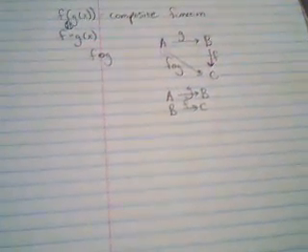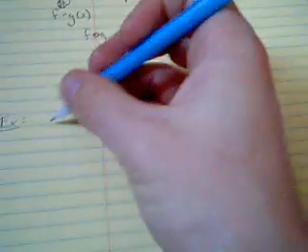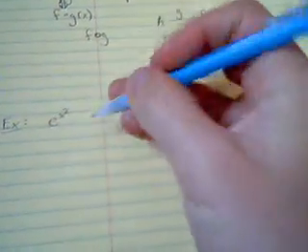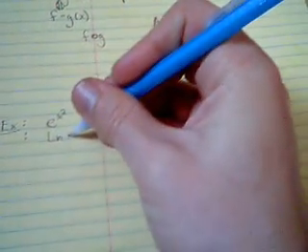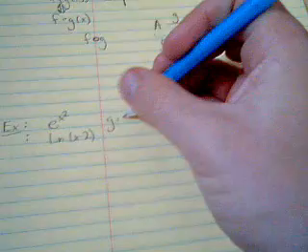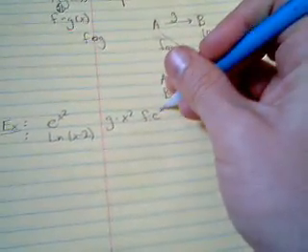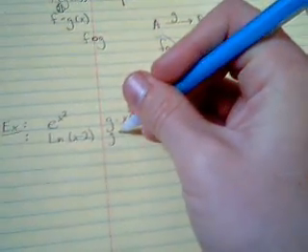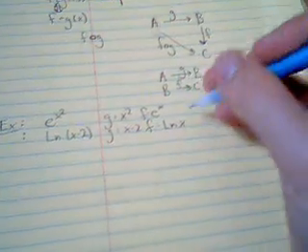Alright, but anyway, an example of a composite function would be like e to the x squared. Other examples include like ln of x minus 2, and in this case your inside function is equal to x squared and your outside is e to the x. In this case x minus 2 is your inside and ln of x is your outside.